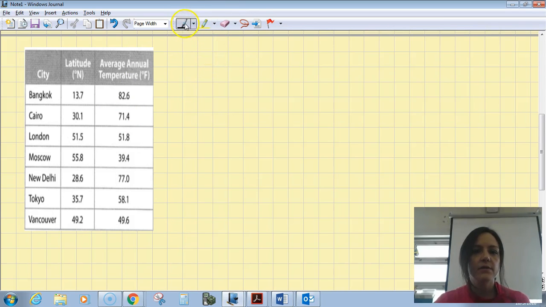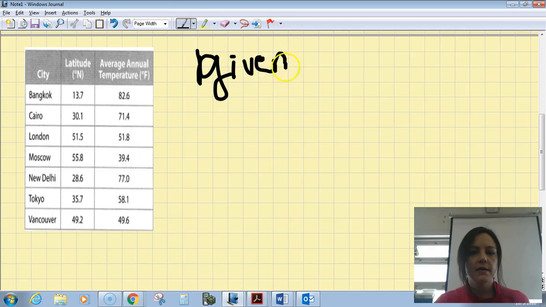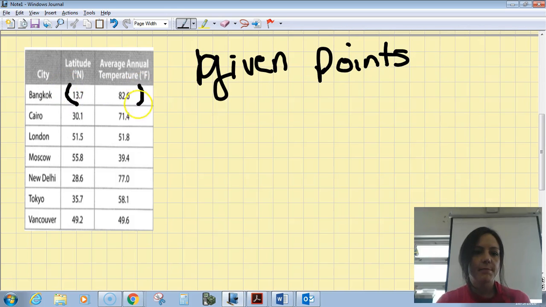I am given points, right? This table is basically just a bunch of points. And what's happening here is your latitude and your temperature. So the farther north or the farther south you get, probably your temperature is going to be lower, and right in the middle it's going to be higher, right?